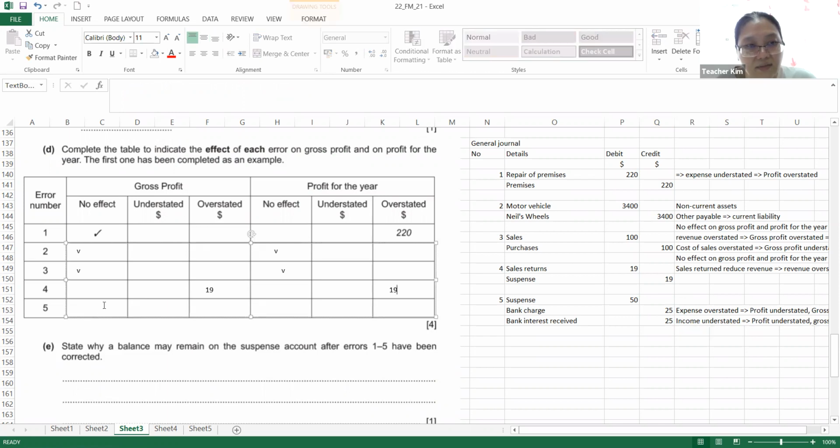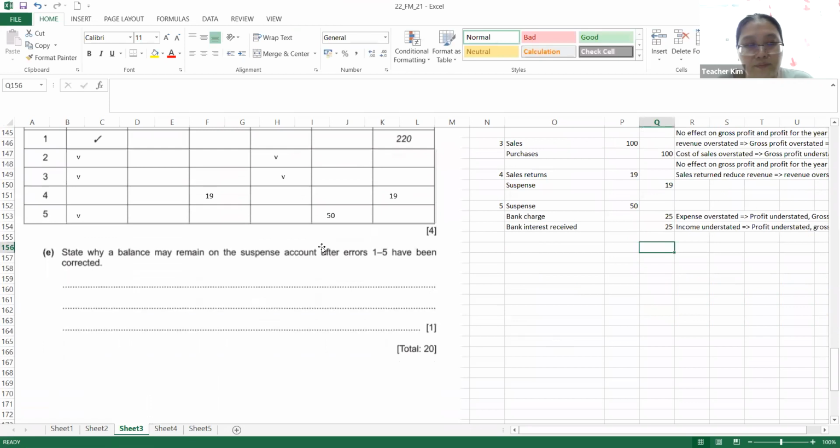So in this case, for this one, gross profit will have no effect. This one no effect, but our profit will be understated 2 times, which is 50. These two added up. Okay, now next, move on.